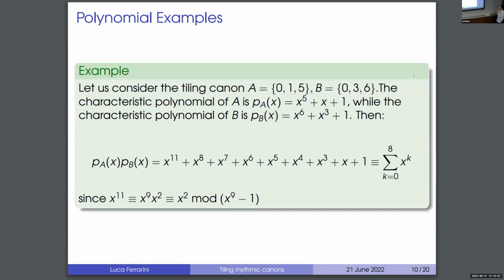Here we can see a simple calculation with the polynomial representation of the motif A and of the motif B. The characteristic polynomial of A is given by x^5 plus x plus 1, and the other one, since B is a complement of A, is given by 0, 3, and 6. If we multiply the first polynomial with the second one, we obtain the all-ones polynomial modulo x^9 minus 1, taking into account that x^9 minus 1 can be decomposed in that simple way.